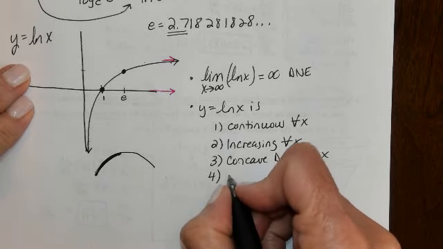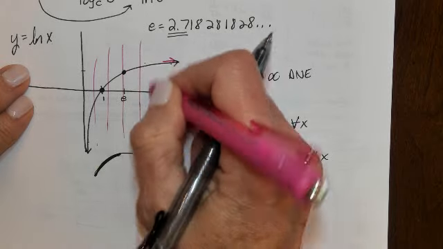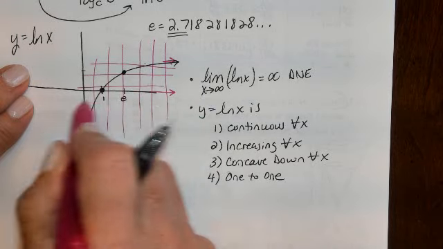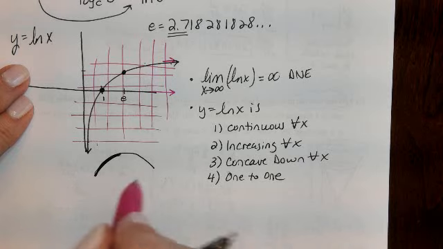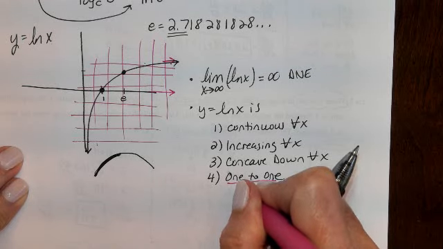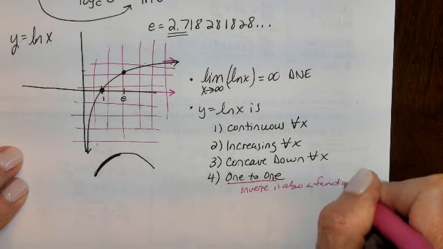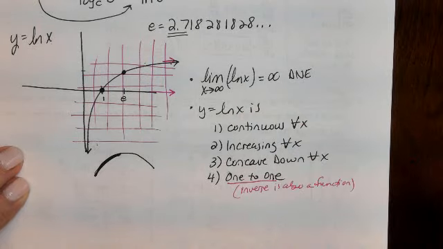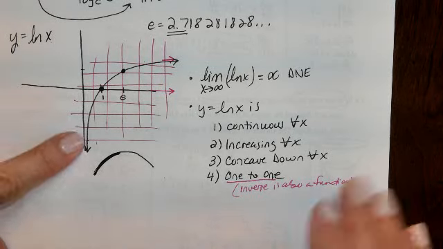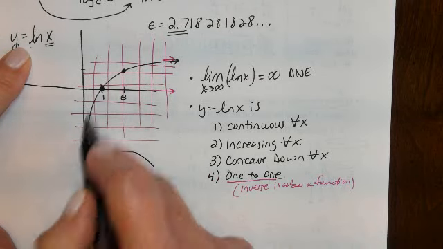And lastly, this function is called 1-to-1. 1-to-1 means it passes the vertical line test. Any vertical line crosses at most once, and it also passes the horizontal line test. Any horizontal line crosses the curve at most once. So that's called 1-to-1, all right? And that means that the inverse is also a function. So not only is ln x a function, but its inverse is also a function. This function is only defined when x is positive. X cannot be 0. X is only positive.